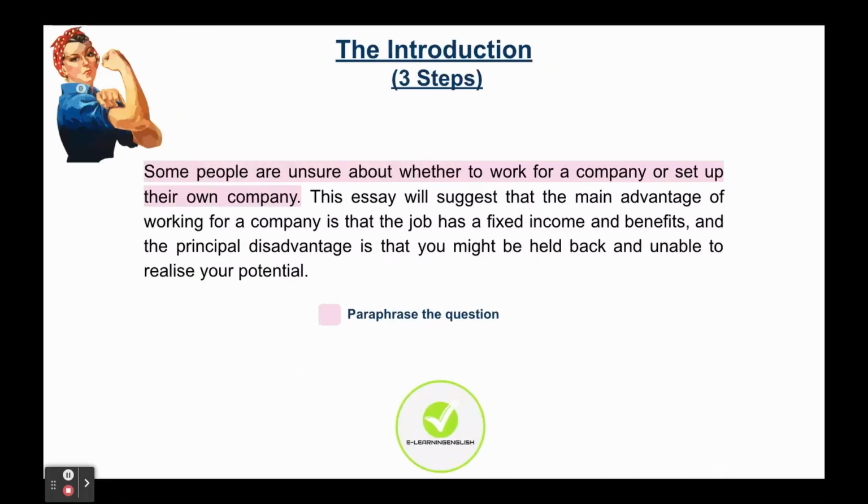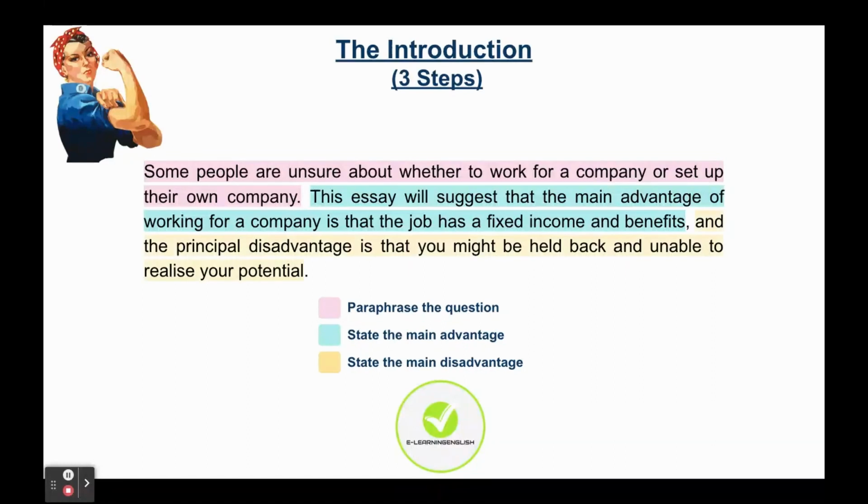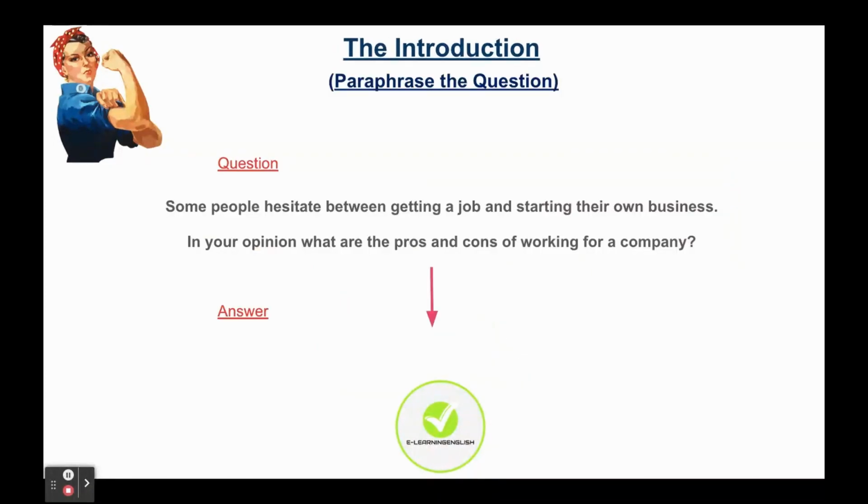So as you can see, it is short, and first you need to paraphrase the question. Then you state the main advantage, and then the main disadvantage of working for a company. So let's look again at the question and how to paraphrase it. And you paraphrase it by using synonyms and changing the word order.